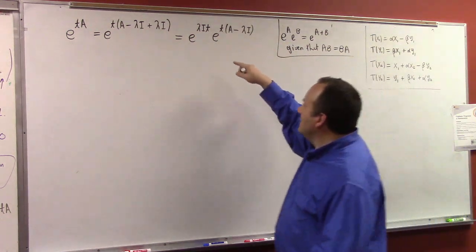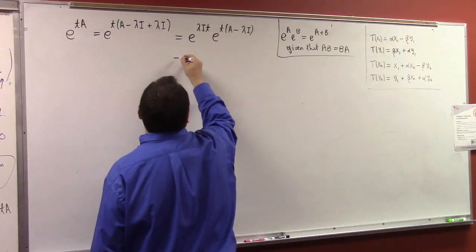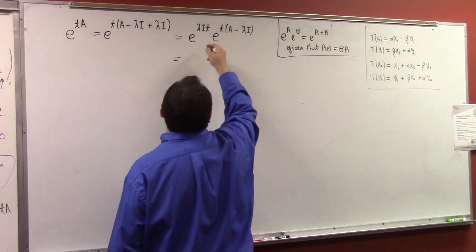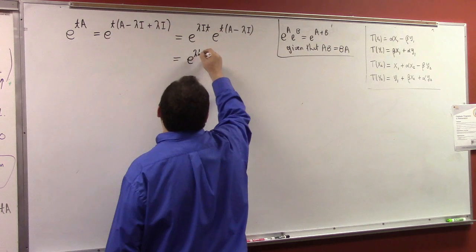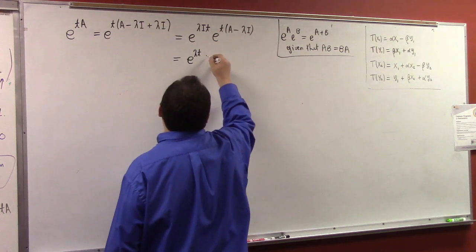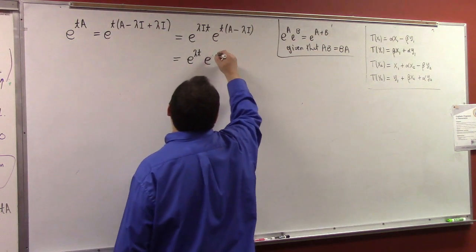And then it turns out that that is exactly equal to e^(λt) times the identity matrix. So we can just say that times this matrix.